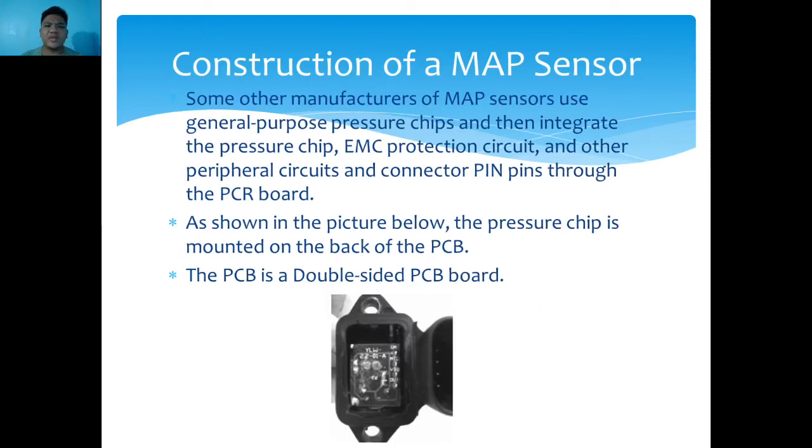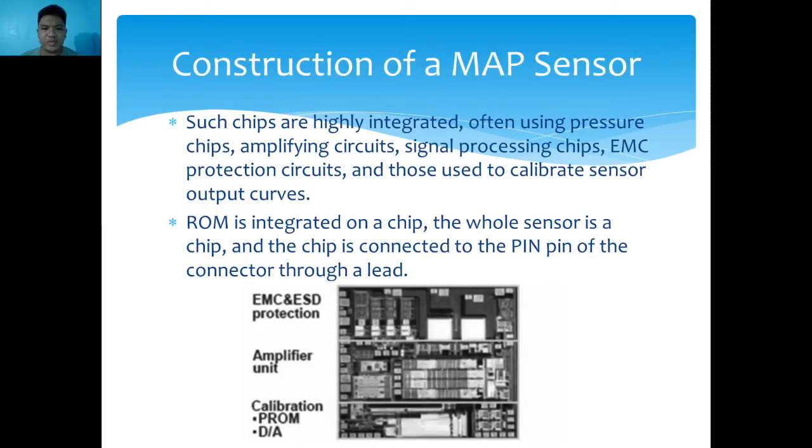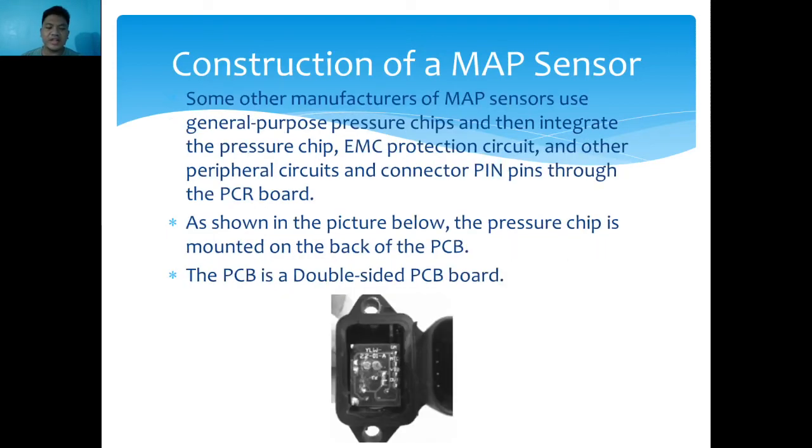Some other manufacturers of map sensors use general purpose pressure chips and integrate the pressure chip, EMC protection circuit, and other peripheral circuits and connector pins through the PCB board. As shown in the picture below, the pressure chip is mounted on the back of the PCB. The PCB is a double-sided PCB board. So, unlike the first one, in which the sensor chip and the main chip that interprets the signal are separated, here the sensor chip is directly embedded in the PCB board.